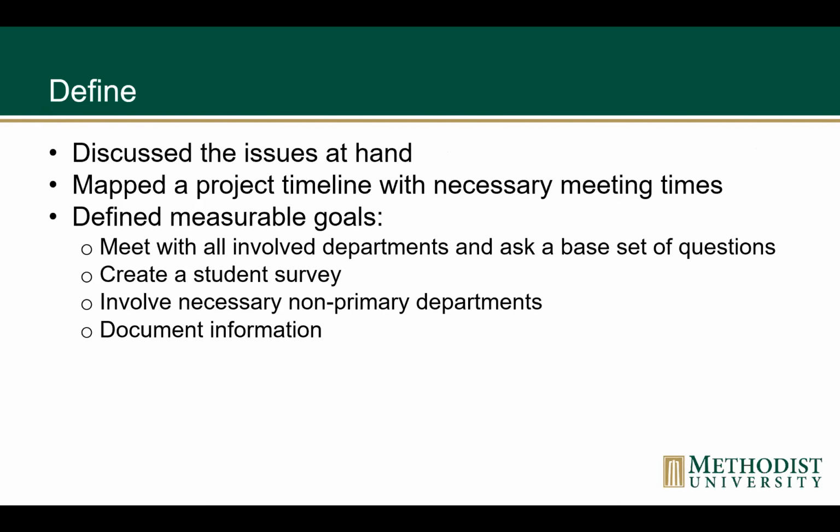Here's how we specifically used it. First, we discussed the issues at hand, and we mapped out a project timeline and when we would meet up with departments to talk about the processes. We defined our measurable goals, such as meeting with, like I said, the involved departments and asking them a base set of questions. We also created a student survey, involved necessary non-primary departments that still played a part in the processes but weren't one of the main 5 departments, and also documented information.